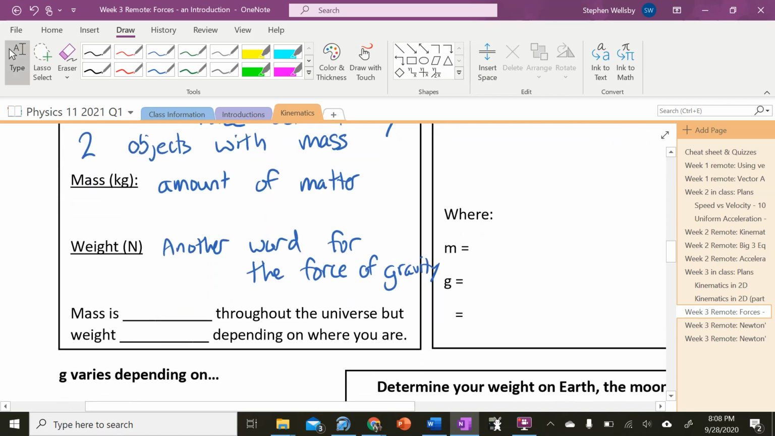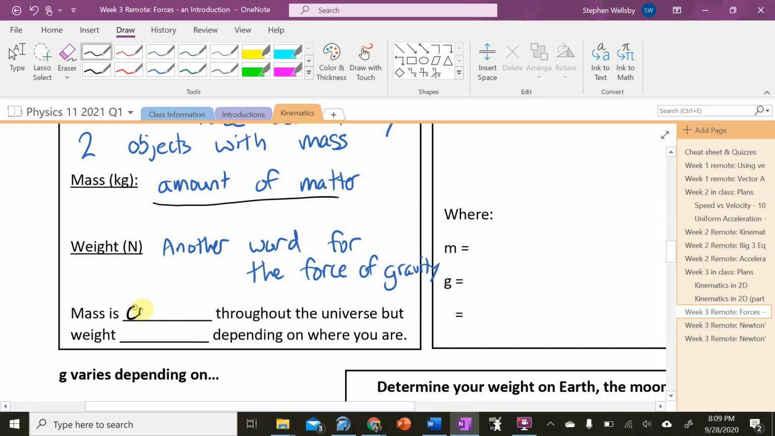Okay, and one thing to think about is how these change depending on where you are in the universe. So think about if you're here and suddenly you were teleported to the moon, which of these two would remain the same and which of these two would be different. So hopefully you can see that the amount of matter that you have is going to be a constant. So if I were to be teleported to the moon, the amount of Mr. Wellsby that exists would be the exact same. I would still have two arms, two legs, a head, a torso, etc. And so that's not going to change.